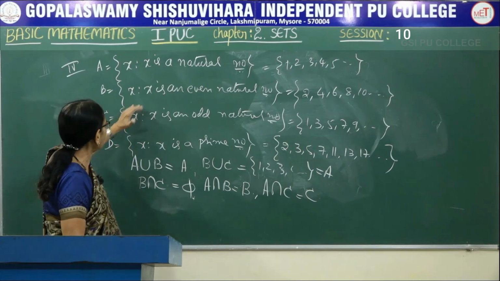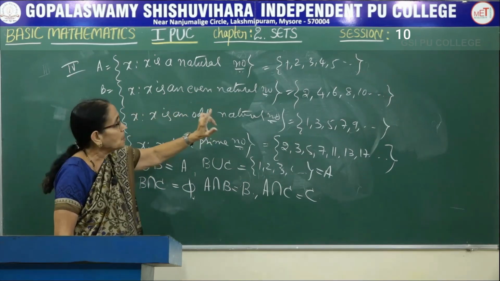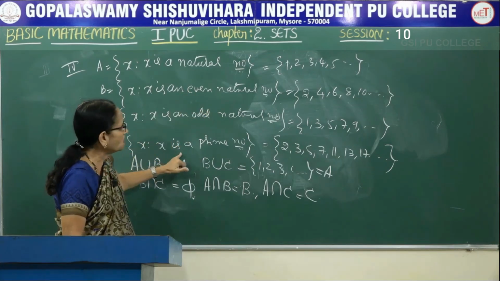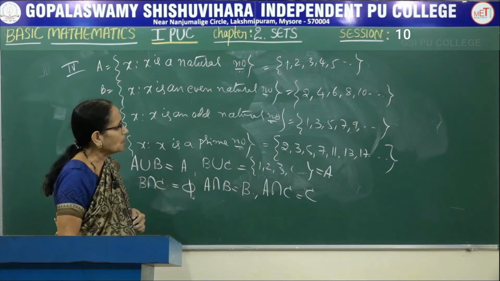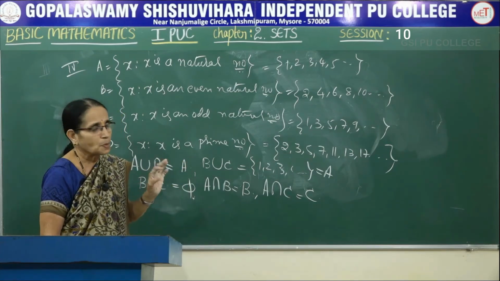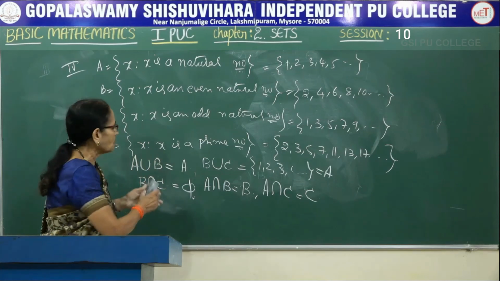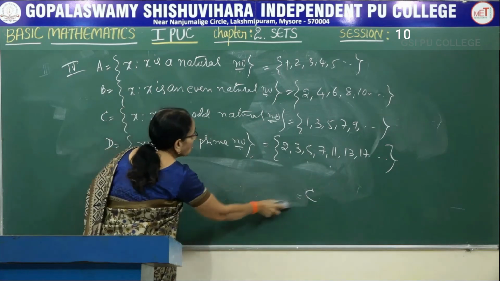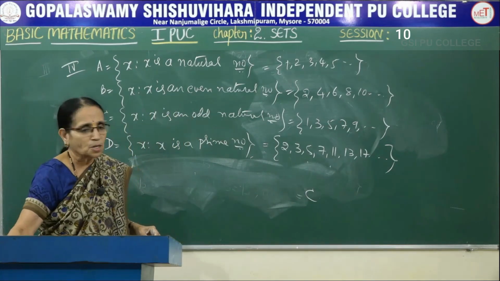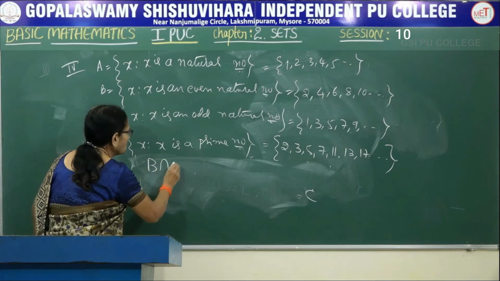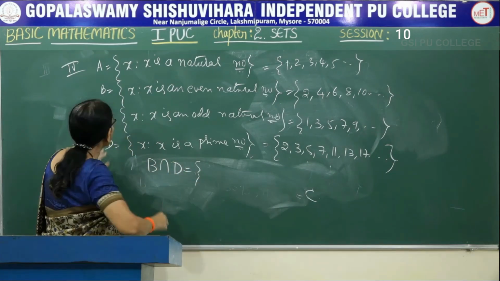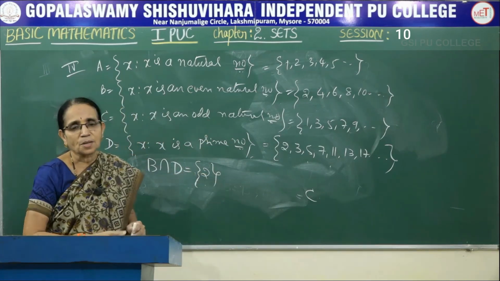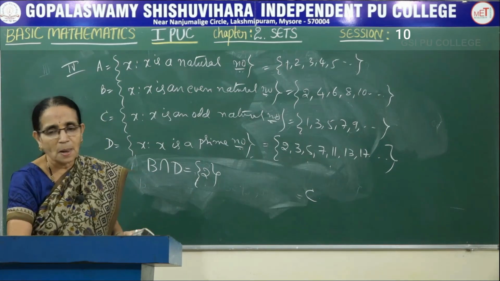I am taking B and D. Look at the elements of B. It is containing the even natural numbers. D is containing the prime numbers. But you know that 2 is the only even prime number. All the remaining prime numbers are odd numbers. So, when you take the intersection of B and D, what are the common elements? Only 2. So, it becomes a singleton. So, B intersection D becomes a singleton set.